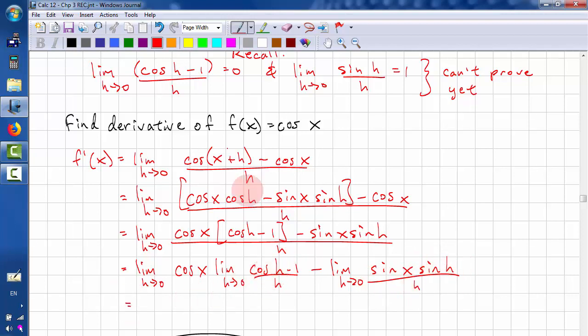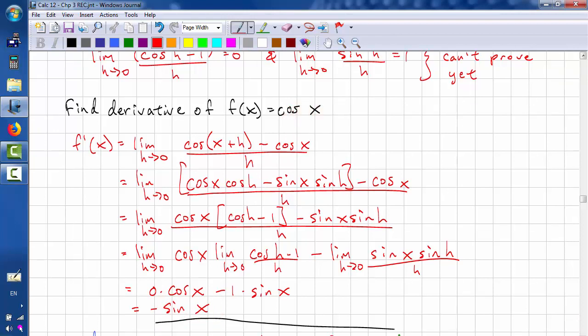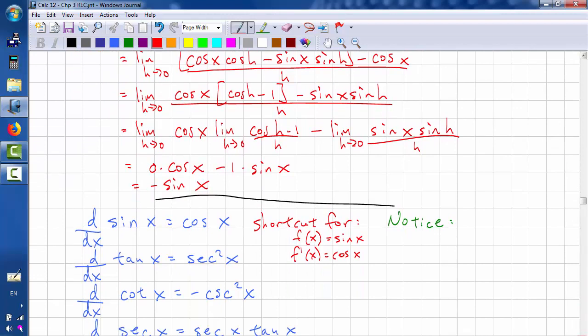So this, we use this and we get 0. So it's 0 times cos x. Here we're using this, we're splitting it up. That gives us 1 minus 1 times sine x, and we get negative sine x. So that's the derivative of cosine. You can try to prove the other trig derivatives.